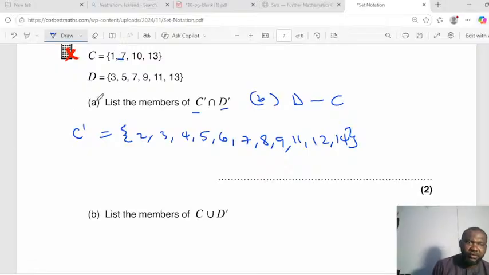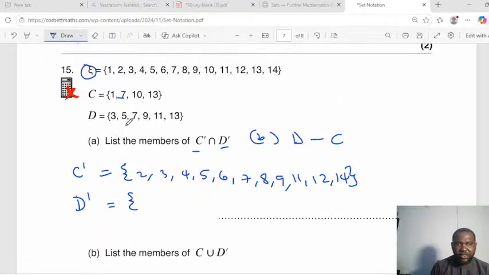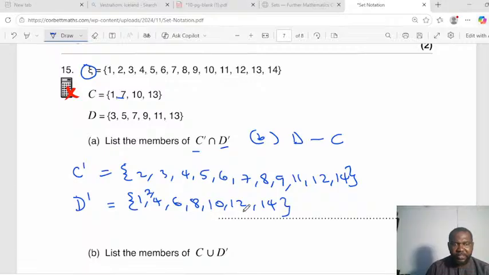Then we have D complement. D complement means elements that are not in D, elements not here, but are in the universal set. So I think we have 1, 4, 6, 8, 10, 12, and 14. So this is D complement. Okay, I think we have 2 also. Yes, 1, 2, 4, 6, 8, 10, 12, 14.